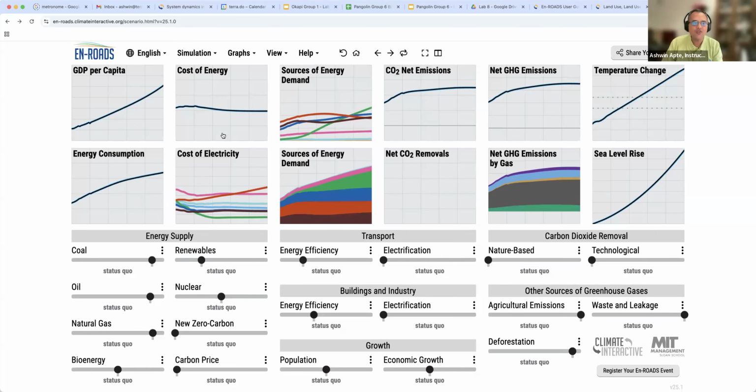But what are we seeing with cost of energy? We're seeing the cost of energy come down. Now you might have discussed this in lab. There's this thing called the Jevons paradox. When something gets cheaper, we start using more of it.